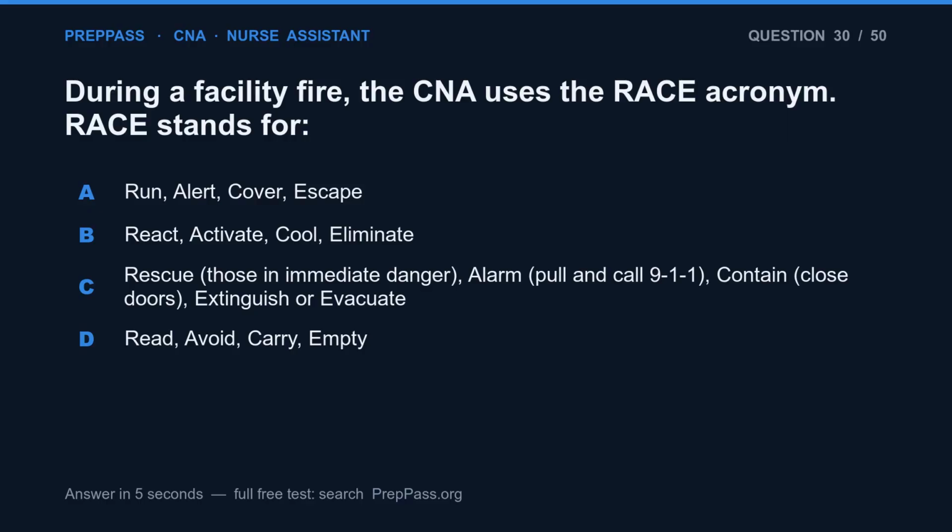Question 30. During a facility fire, the CNA uses the RACE acronym. RACE stands for: A. Run, Alert, Cover, Escape. B. React, Activate, Cool, Eliminate. C. Rescue those in immediate danger, alarm (pull and call 911), contain (close doors), extinguish or evacuate. D. Read, Avoid, Carry, Empty.